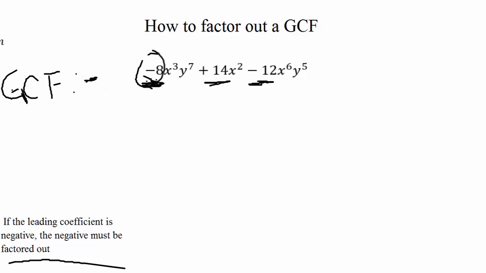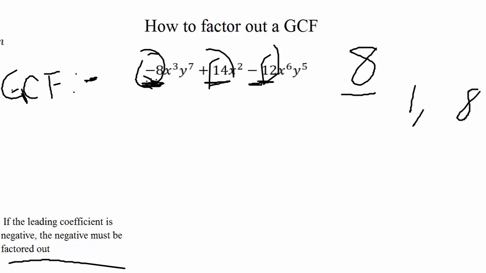Otherwise, we need to look at our numbers, 8, 14, and 12, and come up with the greatest common factor for all three of them. Remember, our greatest common factor cannot be bigger than our smallest number, and our smallest number is 8. The only factors of 8 are 1 and 8, 2 and 4. Now, 8 does not go into 14 and 12. 4 does not go into 14, so the biggest factor that goes into all three of these numbers is 2. So far we have a -2.